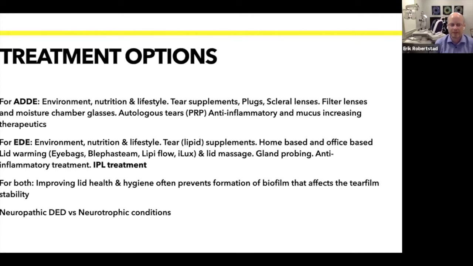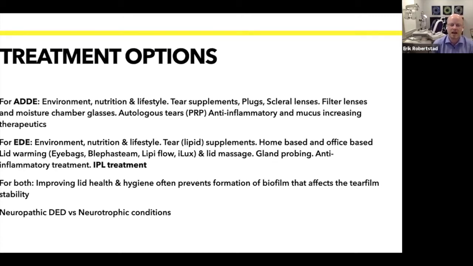So for evaporative dry eye, again, environment, nutrition, lifestyle, think about lipid supplements, oil emulsifications, home-based and office-based lid warming. That can be done with eye bags, with Blephasteam moisture chamber glasses, LipiFlow treatment, or the new iLux treatment, and perhaps also in combination with lid massage. Some people also treat glands by probing them.